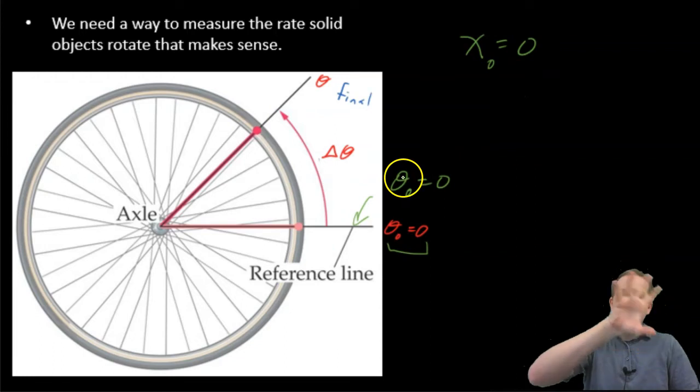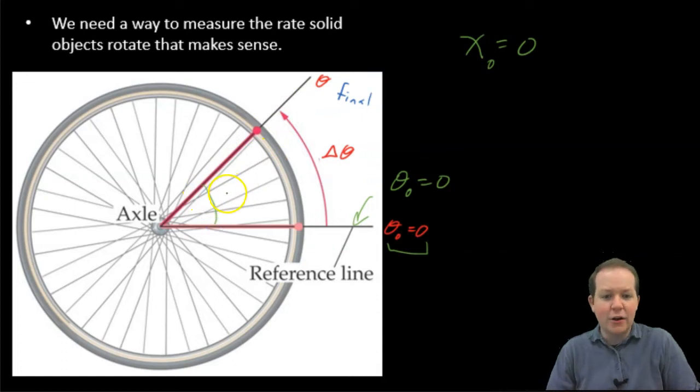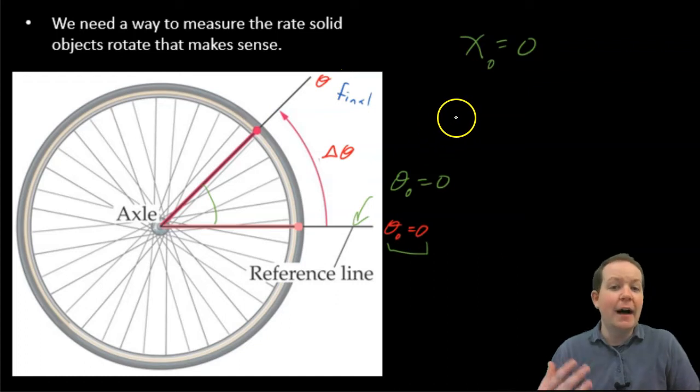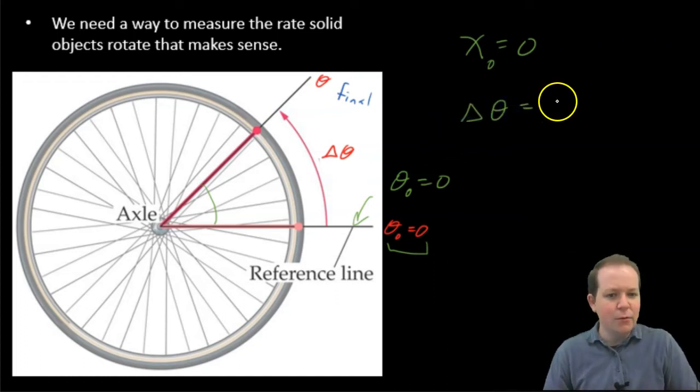Well, if that bicycle is rotating, some amount of time later, now it's at this location, some angle right here. Well, that's my final position. So what is my angular displacement, my delta theta? Well, that's just going to be theta minus theta naught.